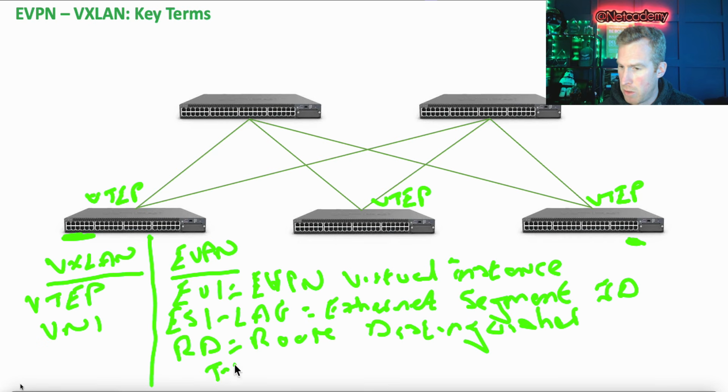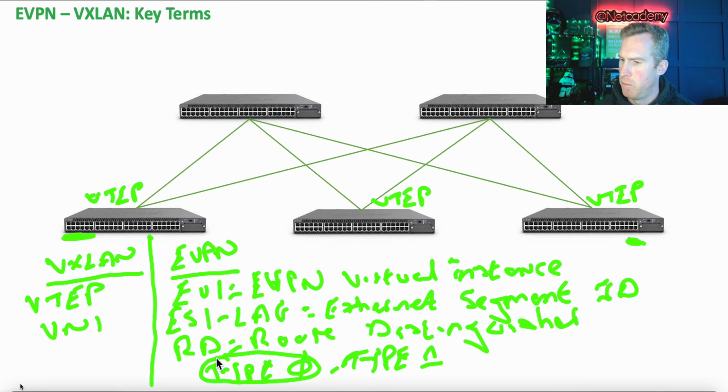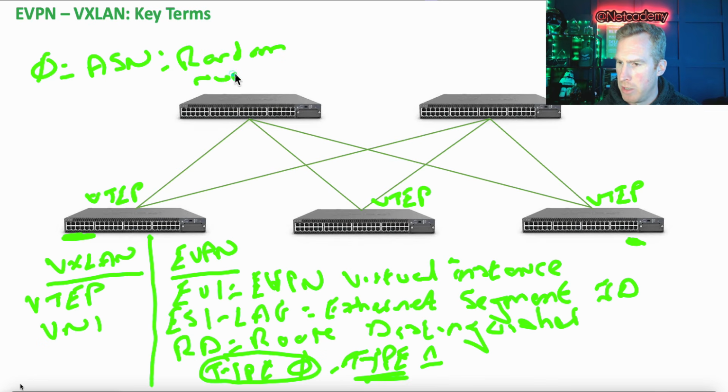You've got a type 0 and a type 1. Now, you don't really see the type 0s anymore, you mostly see the type 1s, but just so you know what the type 0 was, it would look something like this. You would have the autonomous system number, because EVPN is BGP at the end of the day, so we're using autonomous system numbers, and then you just have a random number that is assigned by the administrator or maybe just randomly selected. So if this switch here was in ASN, let's just give it 65100, and this switch over here was 65200.